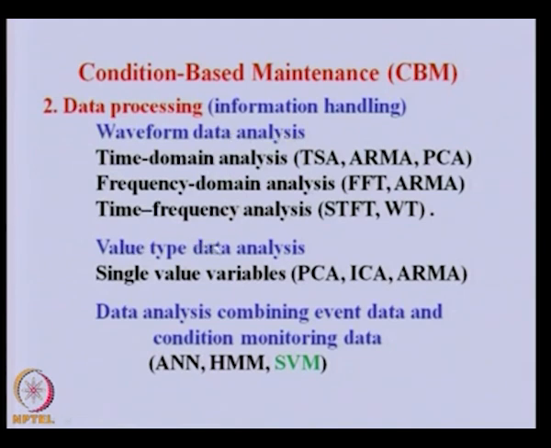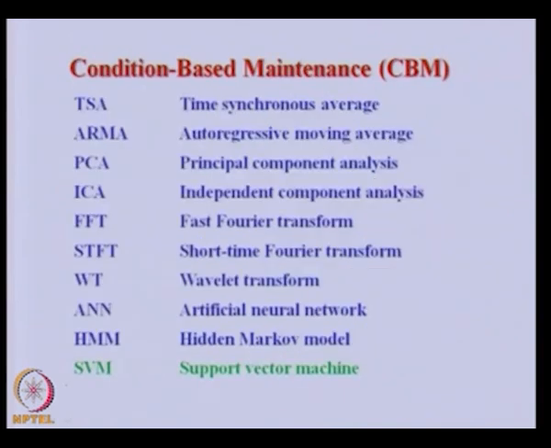Another is the value type data, like a single value variable such as temperature or pressure, in which we get maybe one value at one particular time. So that kind of data we can also collect, and there are various methods available to analyze this. The various methods are listed here. Describing each of them is beyond the scope of this particular lecture, but some of them you will know, like fast Fourier transform, short time Fourier transform, wavelet transform, artificial neural network, hidden Markov method, support vector machine.